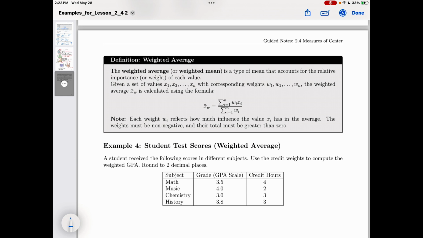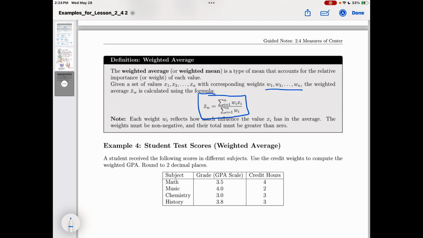In a regular average, the mean that we talked about previously, we just add up all the numbers and we divide by how many there are. But in a weighted average, each number has a weight, and that's like a score to tell us how much that number should count towards the total. So the formula looks kind of complicated, but it's not as bad as it looks.